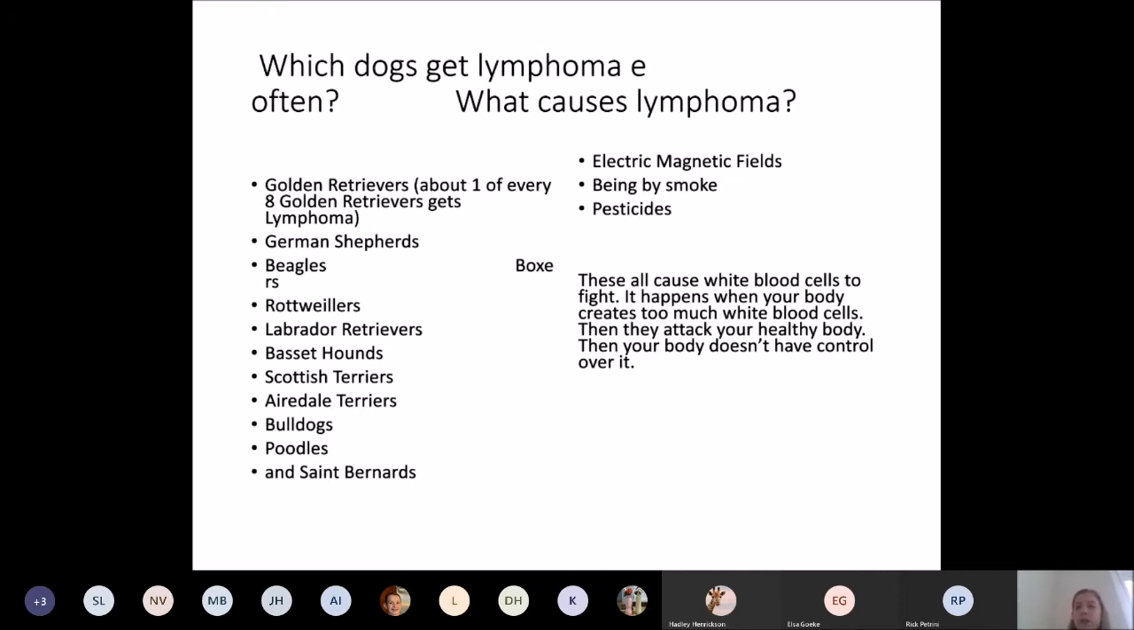What causes lymphoma? Electric magnetic fields, smoke, and pesticides. These all cause white blood cells to fight. It happens when your body creates too many white blood cells, then they attack your healthy body, and your body doesn't have control over it.